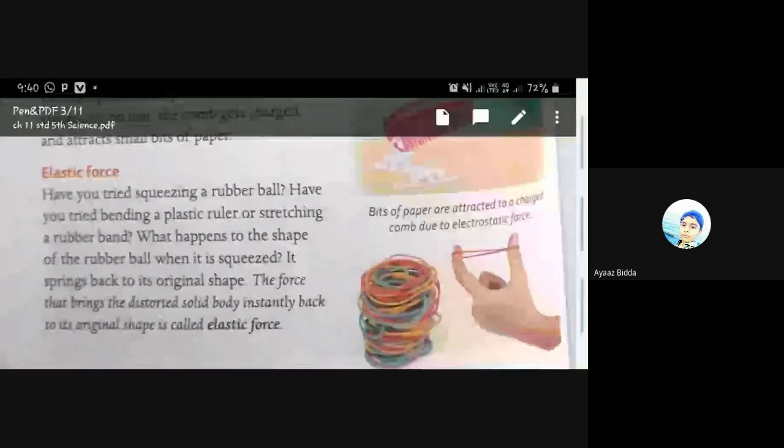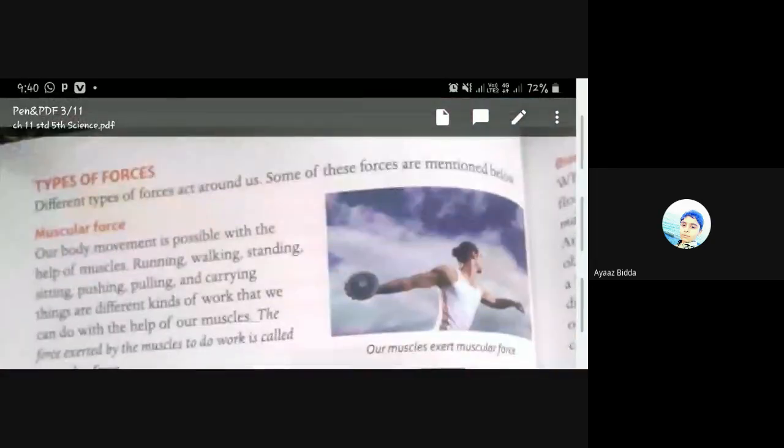Now there are many types of forces. We have learned muscular forces. First is muscular force. Muscular force means the force which is given with the help of muscles. For example, when you are running, walking, standing, sitting, pushing, pulling, or carrying anything. We are doing all these things with the help of muscles, so the force is coming from the muscles. This type of force is called muscular force.